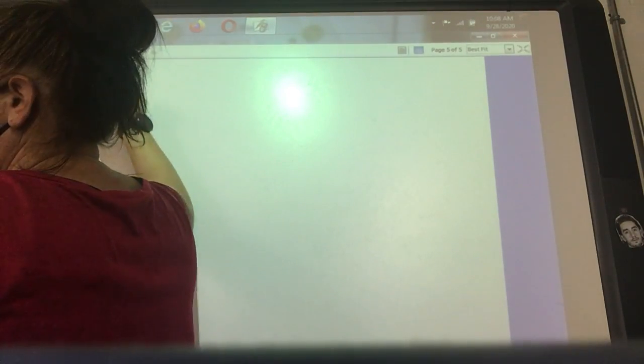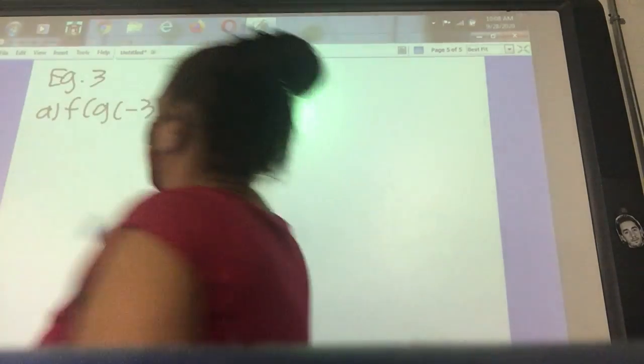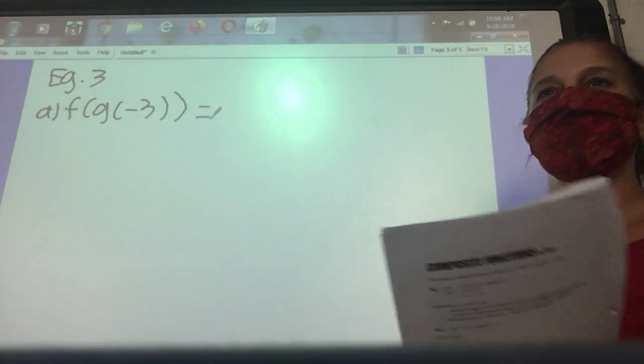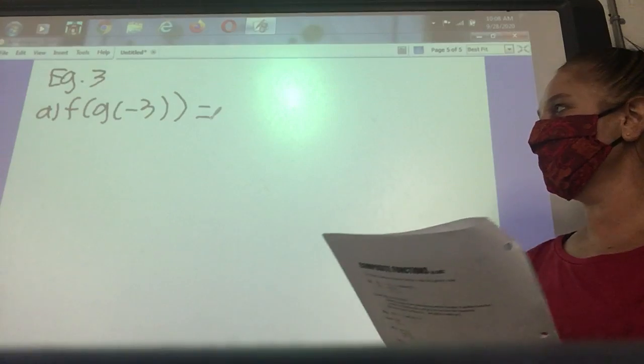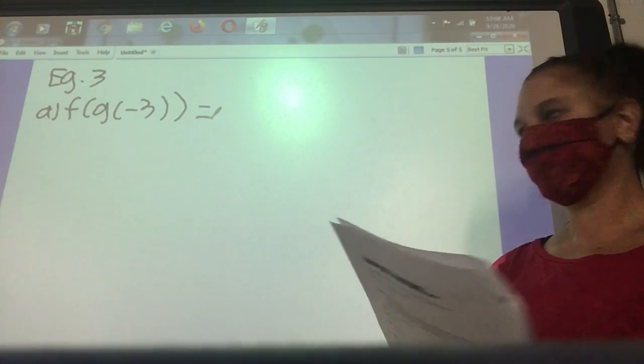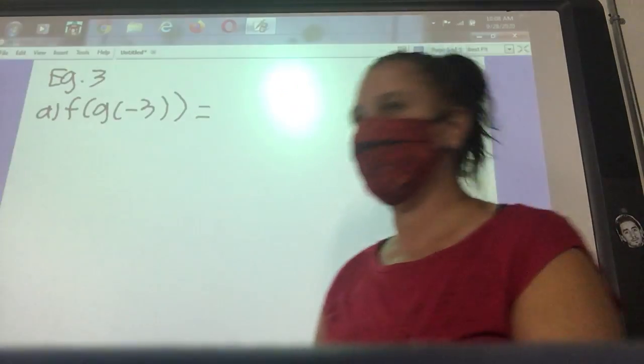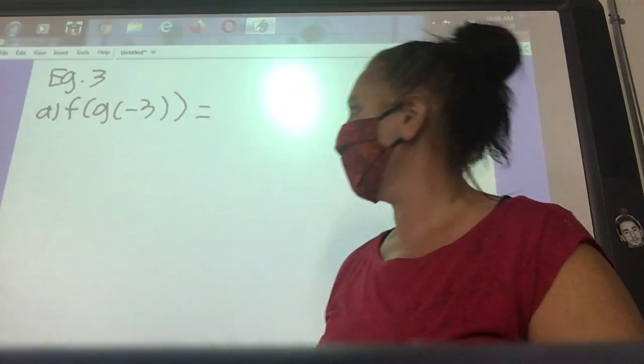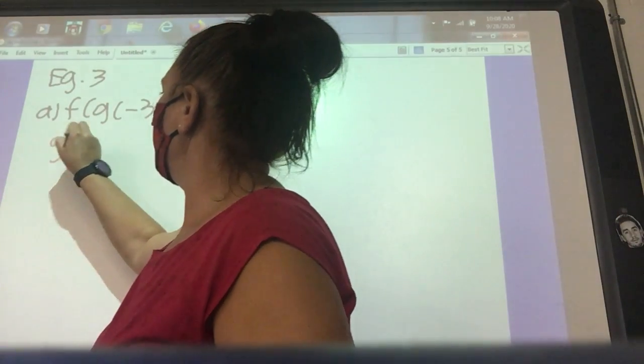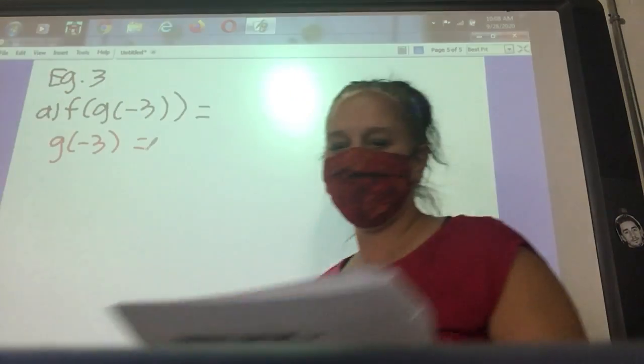So we are solving for f of g of minus 3. So what do we solve for first? We always work from the inside out. So first we have to solve for g of negative 3. Good. So g of negative 3. So we go to the graphs.